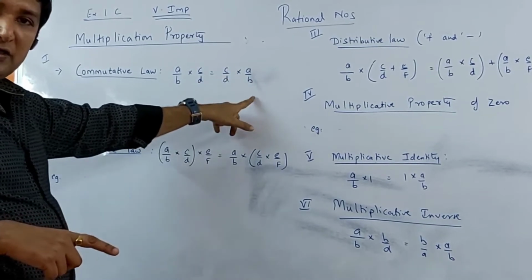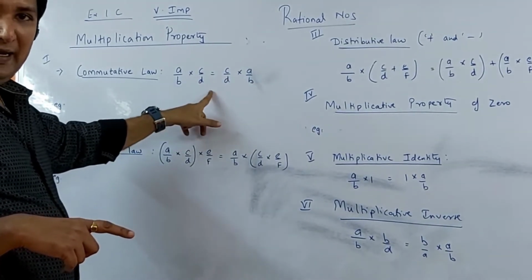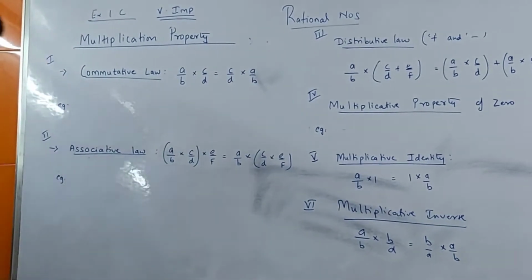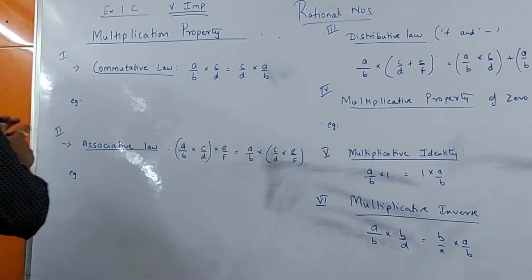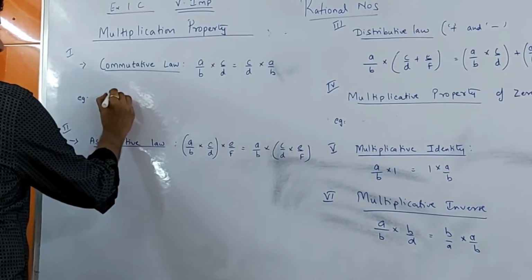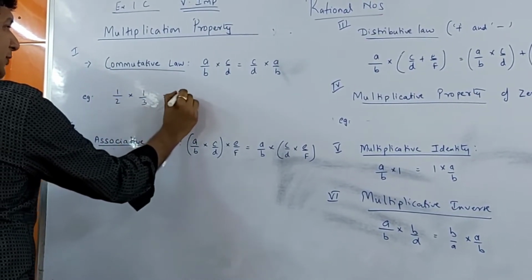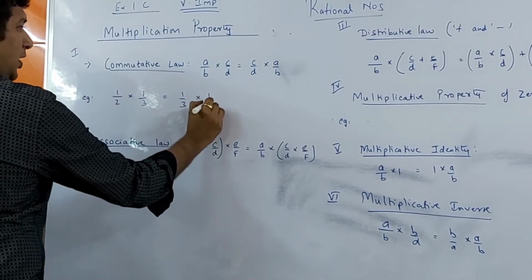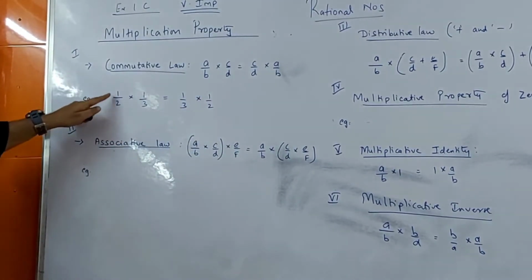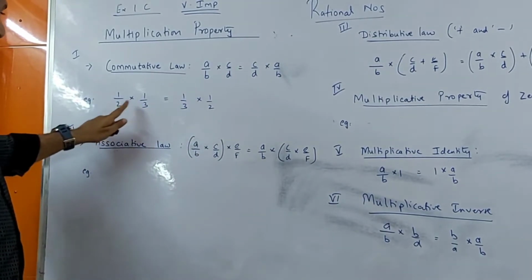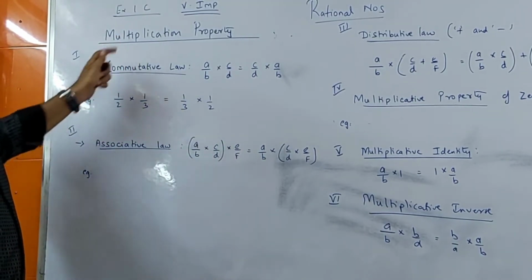Second into first. So first into second will be equal to second into first. Example: if I multiply 1 upon 2 into 1 upon 3, that will be equal to 1 upon 3 into 1 upon 2. Because 1 upon 2 into 1 upon 3 is 1 upon 6 and this also is 1 upon 6. So first into second equals second into first is commutative law.